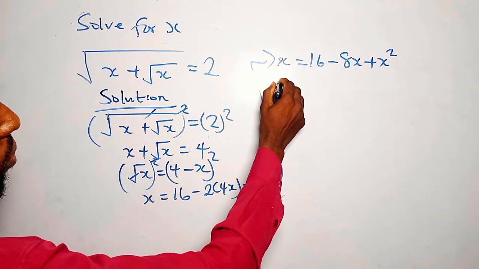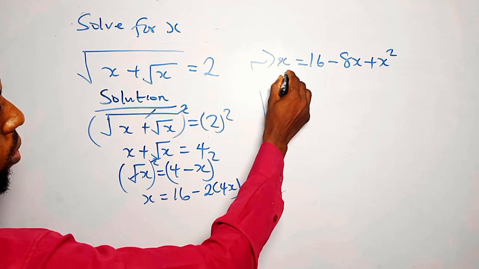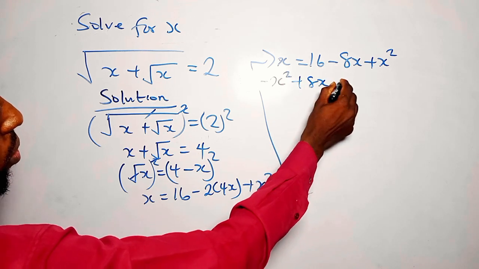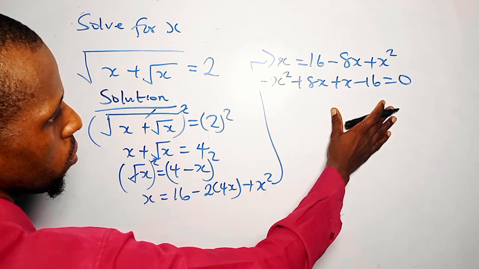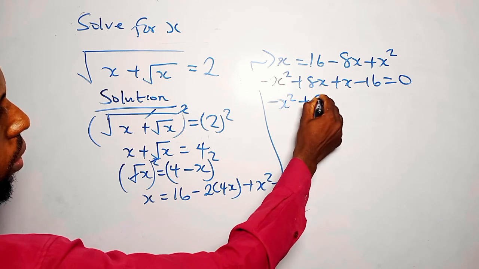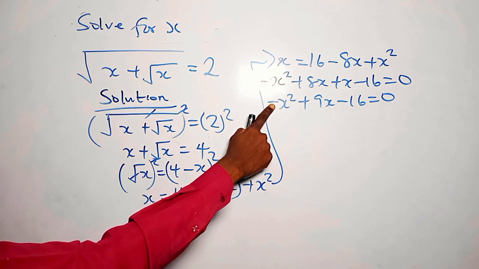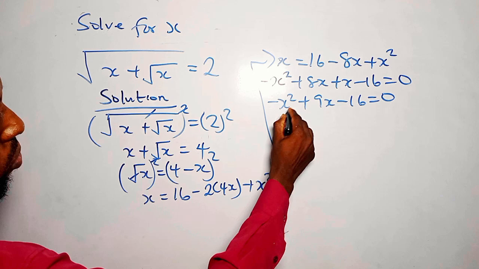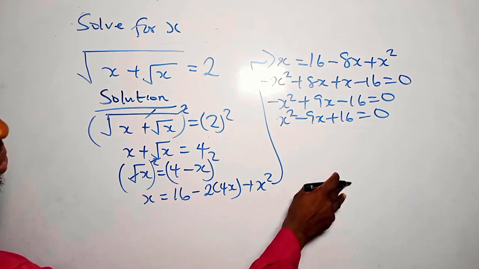So here we have s squared minus s squared. This one is plus 8x plus x, minus 16 equals 0. So we have minus s squared plus 9x minus 16 equals 0. Let's take care of this minus by dividing through by minus 1. So here we have s squared minus 9x plus 16 equals 0.